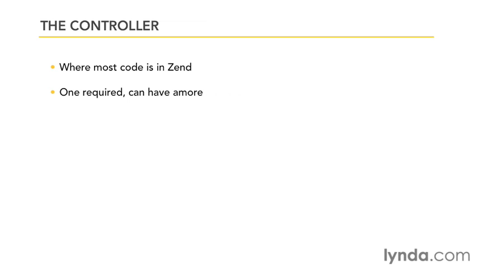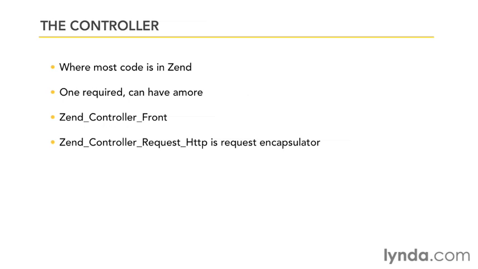The crux of the work you're going to be doing in the Zend framework is in the controller. It's required that you have one controller, but if you want, you can have more. The Zend controller front class is what you're going to extend inside of your Zend controller, and it's really the foundation of all the controllers. The request is going to be encapsulated in this special class called Zend Controller Request HTTP, and you can use that to access form and URL variables.